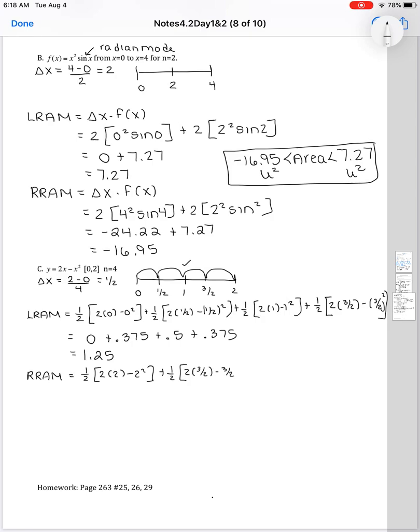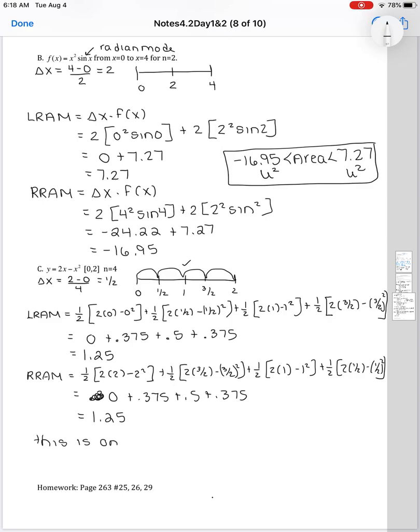For RRAM, I start at the right. So I have 1/2, 2 times 2 minus 2 squared, 1/2, 2 times 3/2 minus 3/2 squared, 1/2, 2 times 1 minus 1 squared, plus 1/2, 2 times 1/2 minus 1/2 squared. So that gets me 0, 0.375, 0.5, 0.375, which is going to get me 1.25.